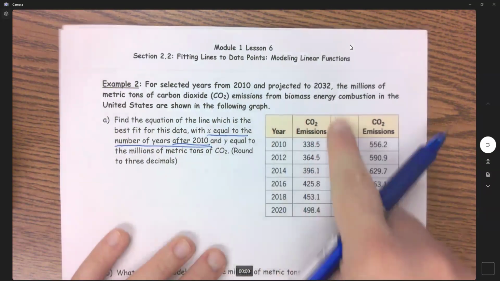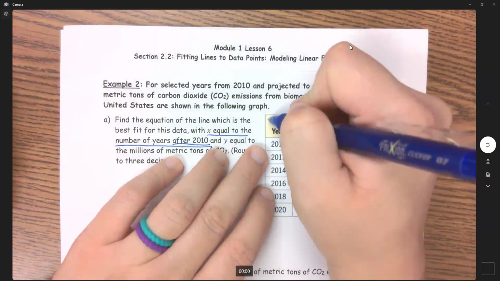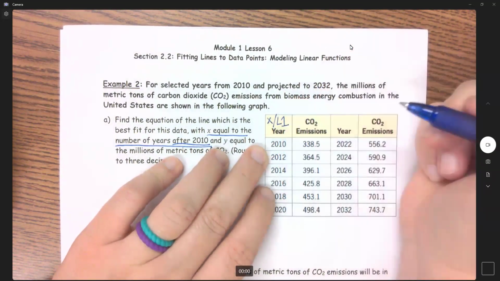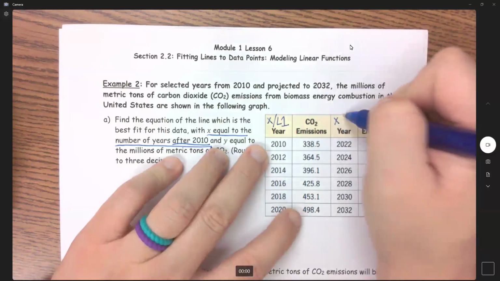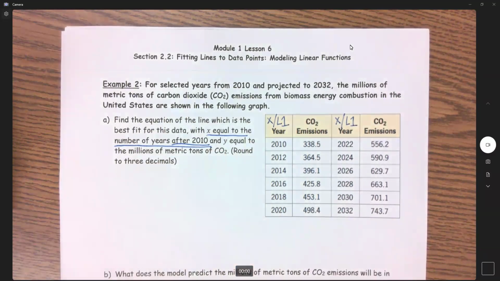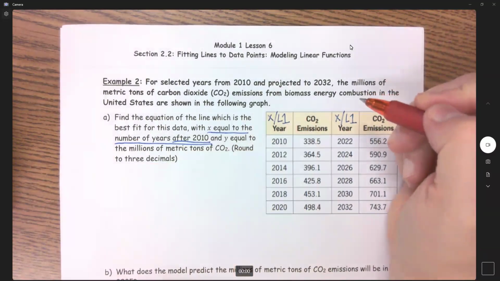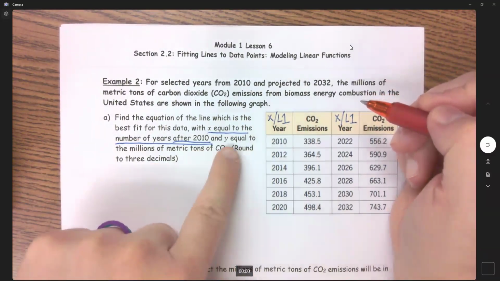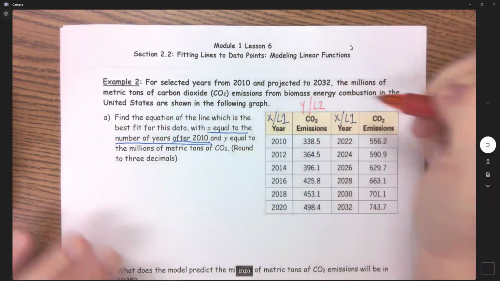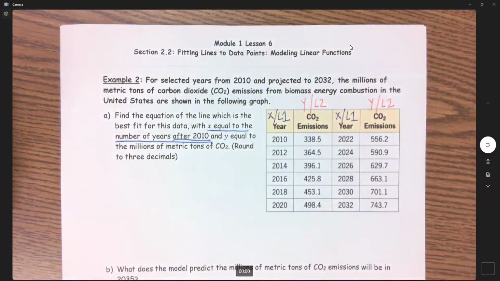So I have 2 columns for my years. These are both my X's, which is X slash L1. And then 2 columns here for my CO2 emissions, which is my Y, or my L2, my Y slash L2.